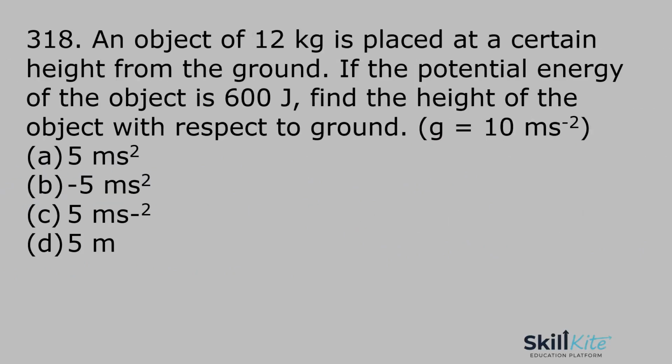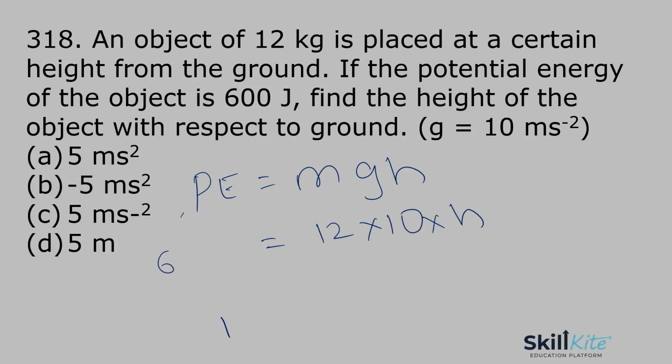Okay, an object of 12 kg is placed at a certain height from the ground. If the potential energy of the object is 600 joules, find the height of the object with respect to the ground. Okay, here he is asking about the potential energy. So potential energy equals to mgh కదా. సో మాస్ అంత ఇచ్చాడు 12 kg. హైట్ మనం కనుక్కోవాలి. ఓకే, యాక్సిలరేషన్ డ్యూ టు గ్రావిటీ 10. పొటెన్షియల్ ఎనర్జీ ఇచ్చాడు 600 జౌల్స్.